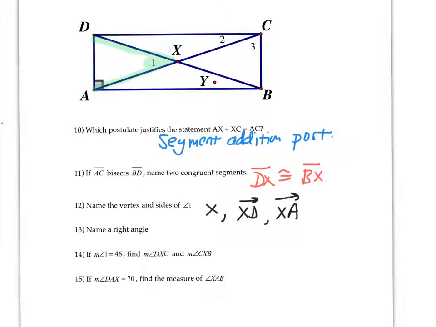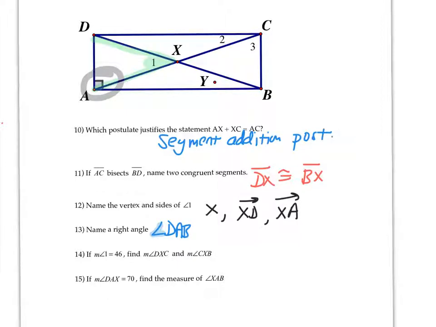Number 13, we have to name a right angle. There's only one right angle that's indicated in the picture, and that's angle DAB, or you can refer to it as angle BAD, DAB or BAD.